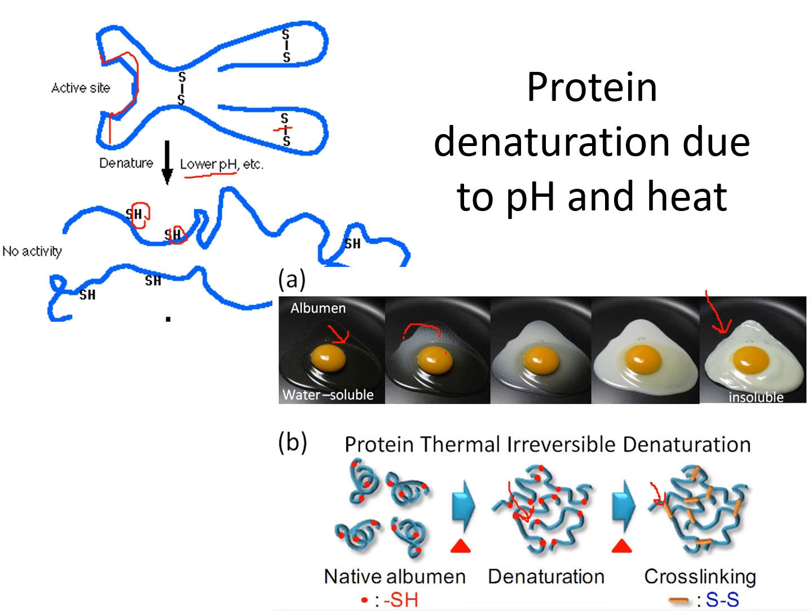And of course, as we know, once these bonds have been broken and then formed, the egg doesn't go back to being liquid and clear anymore. It's going to stay in this configuration. Okay, so again, critically important to maintain pH and body temperature in the human body, or else our proteins start to denature and are no longer functional.